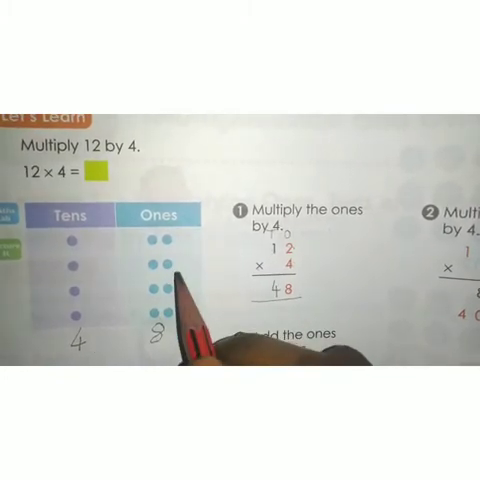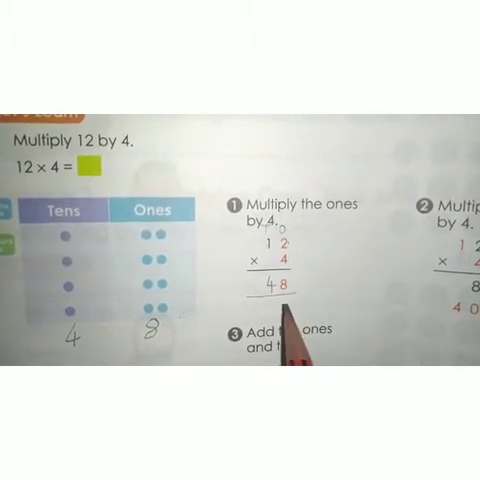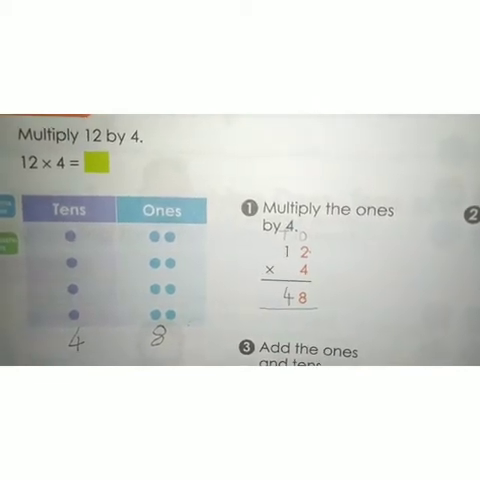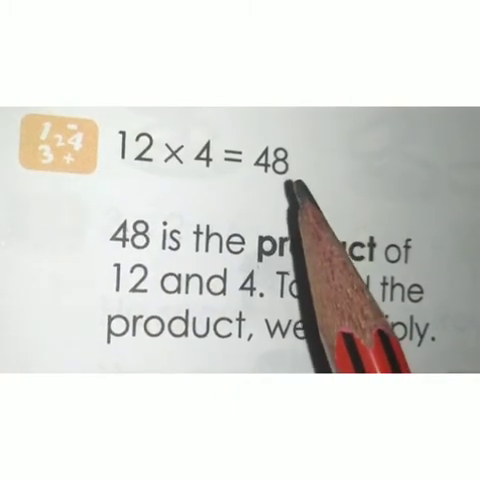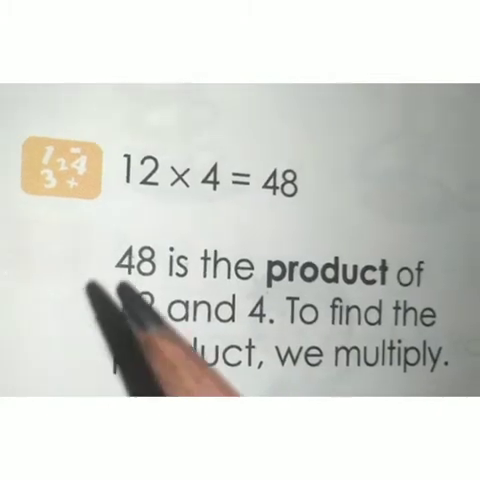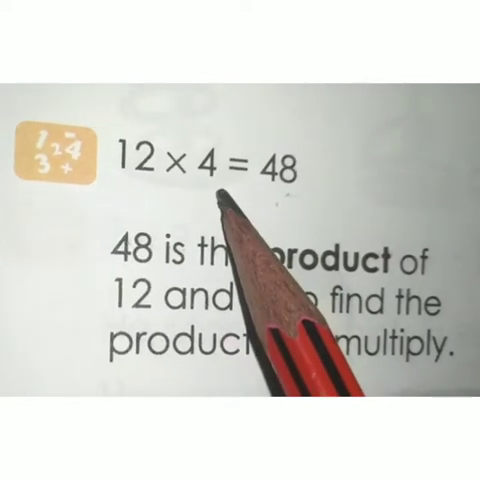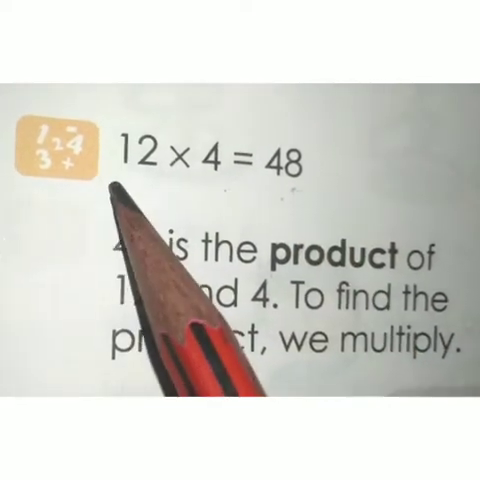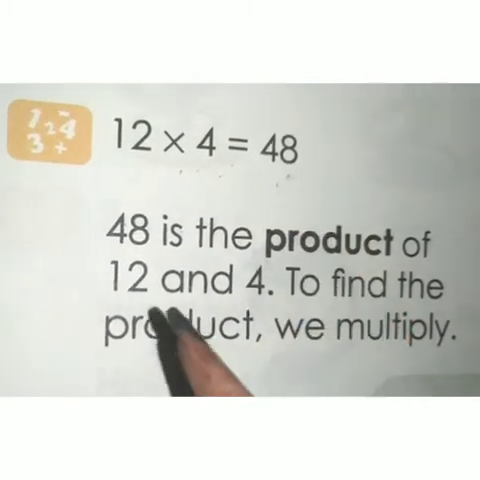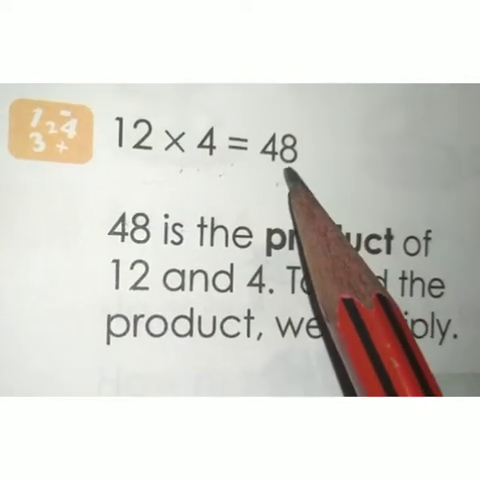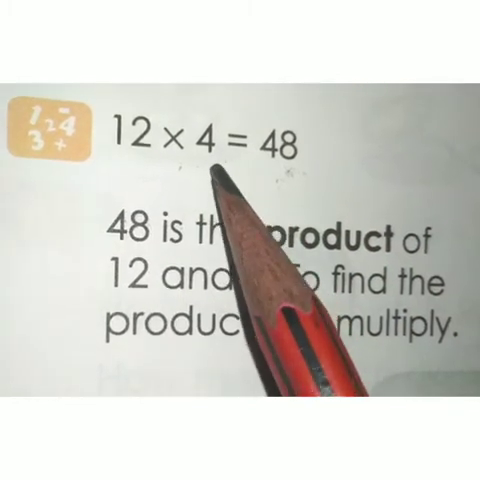12 should be written for 4 times. Then you get the answer as 48. 12 fours are 48. In this way we have to do multiplication. 12 into 4 equal to 48. We got the answer as 48 by multiplying two numbers. This 48 is the product of these two numbers. These two numbers are the factors of this product. By multiplying these two numbers we will get the answer.